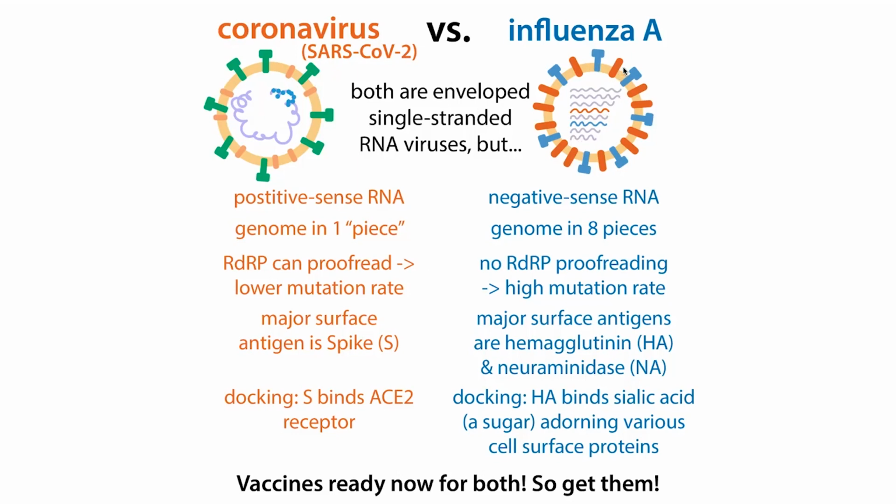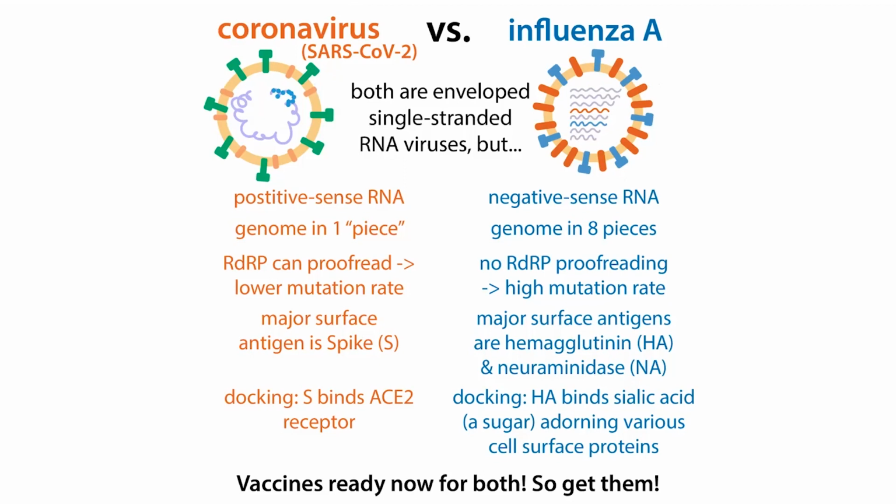So if your antibodies are able to recognize those, then the virus isn't able to either get into cells or to get out of cells, so it can't infect other cells. So it neutralizes the threat. So the docking with the coronavirus happens when this S protein, the spike protein, binds to the ACE2 receptor. And with influenza A, it's when the hemagglutinin binds to the sialic acid receptor.